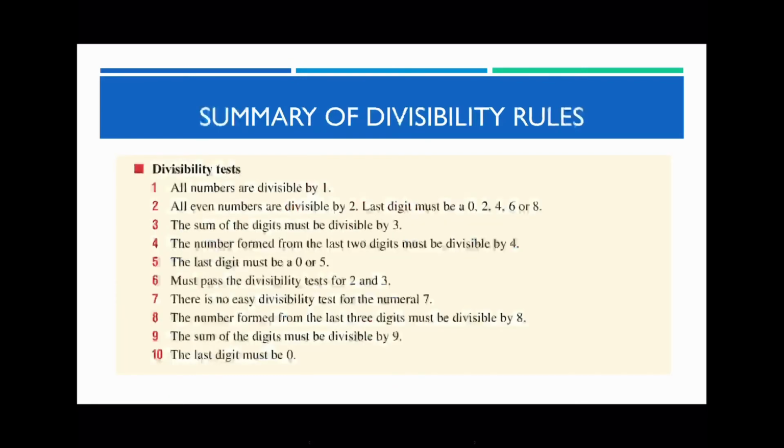And just to summarize what we just went through, this is pretty much all the rules over here for each number, starting from 1 all the way to 10. We didn't go through 1 before because, as I said, all numbers can be divided by 1, which is why we skipped it. Then we went from 2, 3, 4, 5, 6. We skipped 7 because we said that there was no easy divisibility test for the number 7 at all.